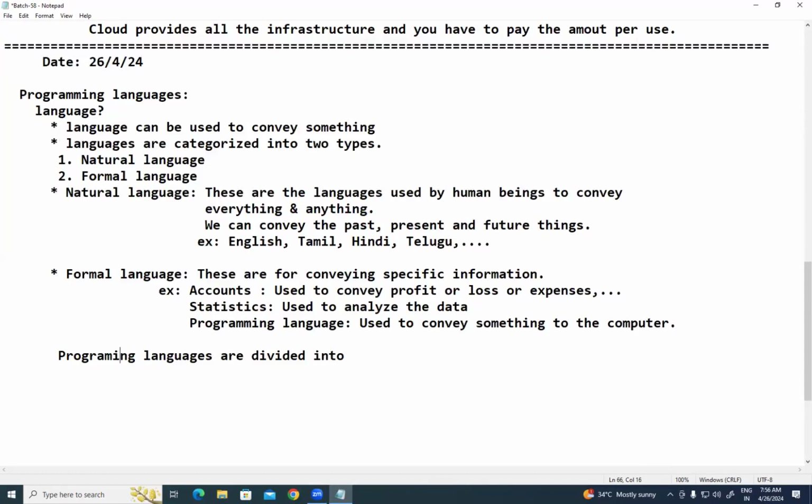Can anybody tell me, programming languages are divided into how many categories? Programming languages are divided into 3 categories. Let me tell you, folks, programming languages are divided into 3 categories. So far, am I clear with you guys? Please give me a response to this question first of all.